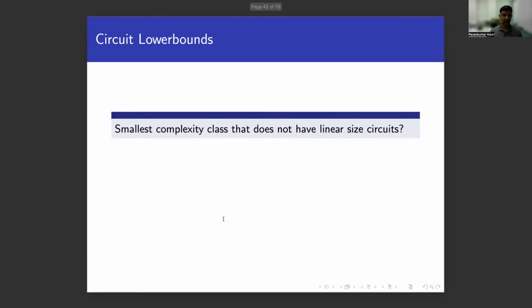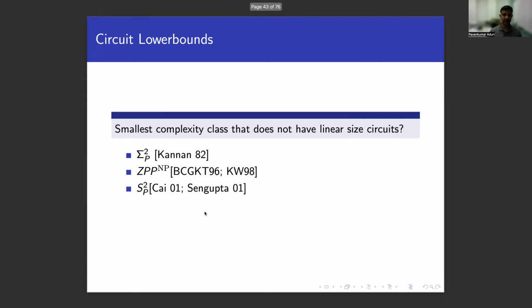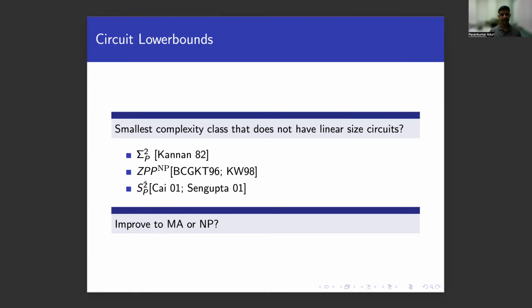Now let's look at the second consequence, which is on circuit lower bounds. The question is, what's the smallest complexity class that does not have linear size circuits? We believe that P does not have linear size circuits, but we are far away from proving it. What is known is that Kannan showed that Sigma_2 does not have linear size circuits, and that has been improved to the class ZPP^NP. And currently the smallest complexity class that does not have linear size circuits is the complexity class known as S2P. The question is, can we further improve this? Can we show that MA or NP does not have linear size circuits?